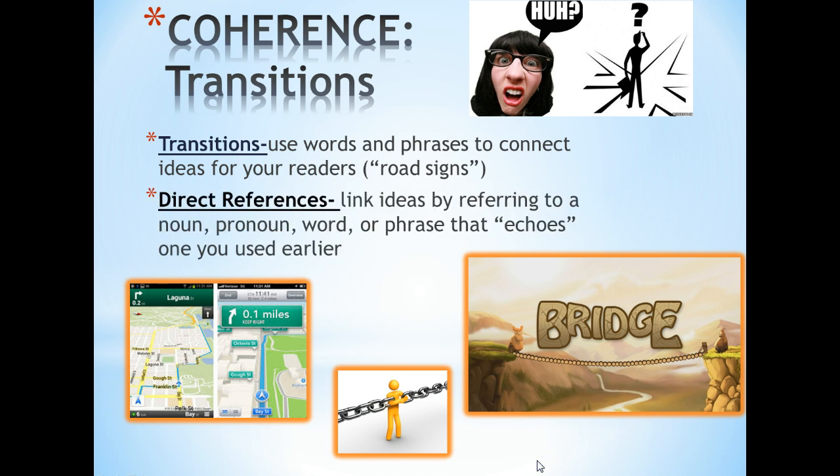One good way to do this, in addition to transition words, is to make direct references to ideas that you've mentioned earlier. I'm not going to go into any depth with direct references today, but I do want you to know that they exist. So what is a direct reference? Well, when you refer to something, you mention it. So when you use direct references, you are linking ideas by referring to nouns, pronouns, words, phrases that echo things that you said earlier. And this helps readers make the same connections that you were making when you originally thought your ideas before you ever wrote them down.